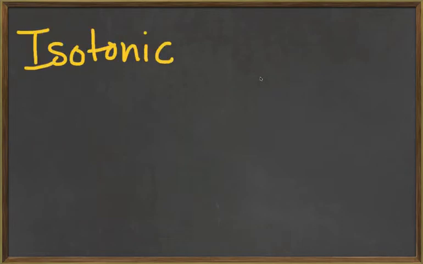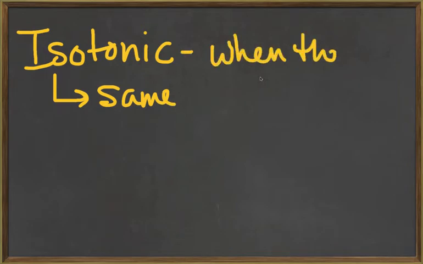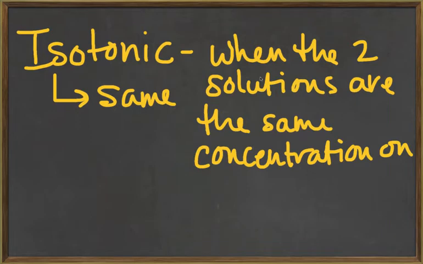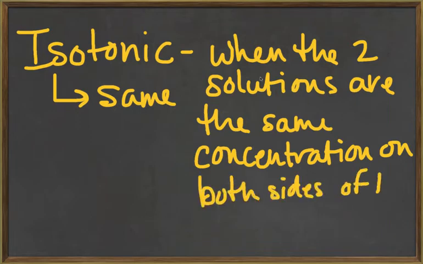Now this may seem really easy right now, but it gets hard when I start talking about the different types of solutions that you can have. The easiest one to talk about, and we'll start with this one, is isotonic. What does it mean if I have an isotonic solution? Well, hopefully you know or might recognize iso. Iso means same. So an isotonic solution is when the two solutions are the same concentration on both sides of the membrane.